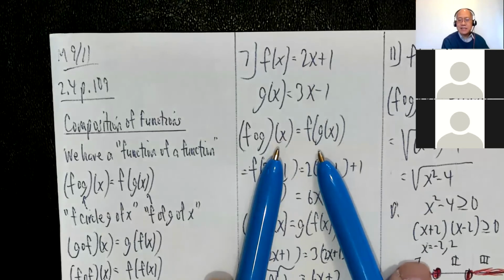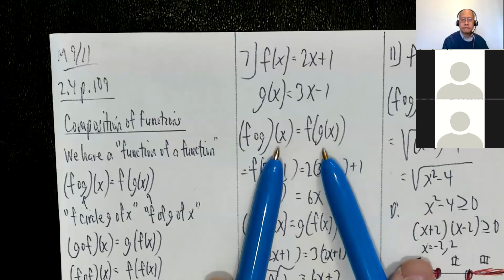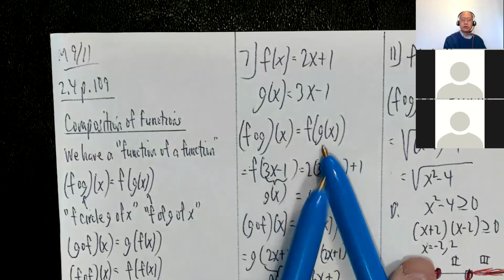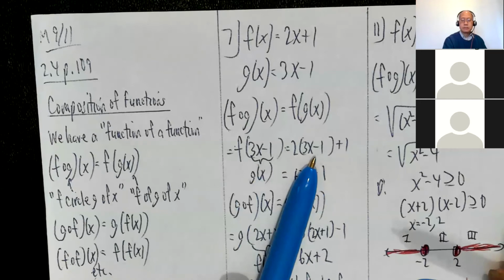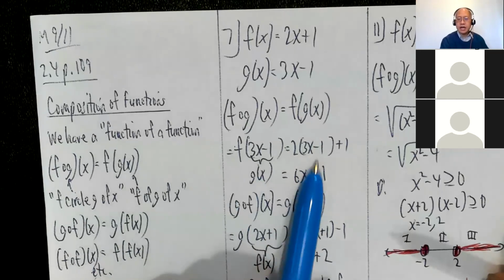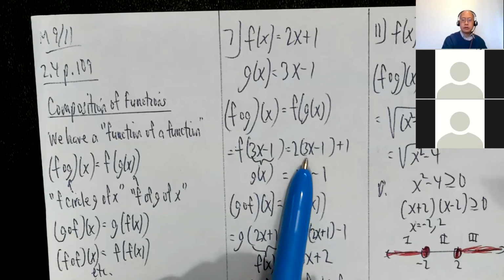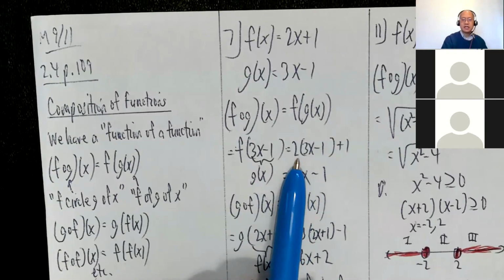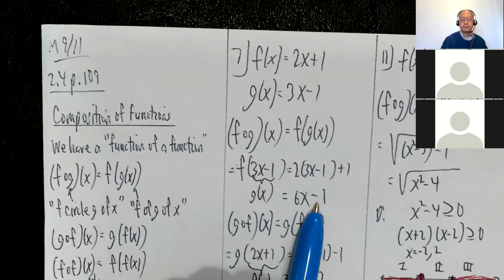If it says f of a mess, I don't care: 2 times that mess plus 1. Well, what is the mess? 3x minus 1. So guess what goes right over here? That mess, 3x minus 1. Right? This is my g of x. And then I just clean it up. So 6x minus 2 plus 1, 6x minus 1. I trust you can do that simple algebra there. If you were my algebra 1 class, I wouldn't go that fast. Minus 2 plus 1 is minus 1.